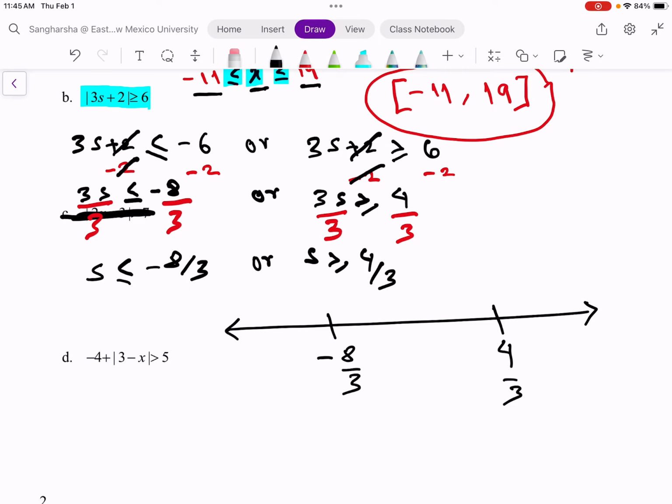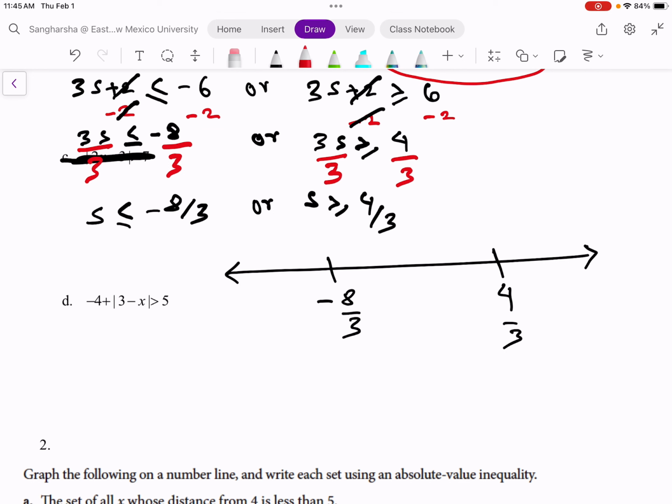Now at negative 8 over 3, do we have an open circle or a closed circle? We have to check the inequality. Does it have an equals to sign? Yes, we do have an equal to sign, so we're going to use a closed circle. And at 4 over 3, we do have an equals to with the inequality, so we're going to have a closed circle. Now let me call this part 1, this part 2 of the number line, and part 3.